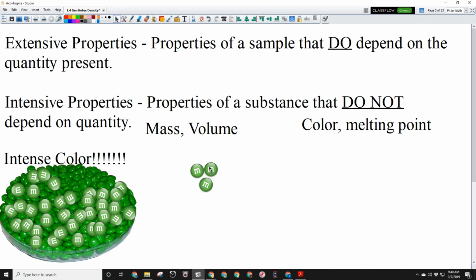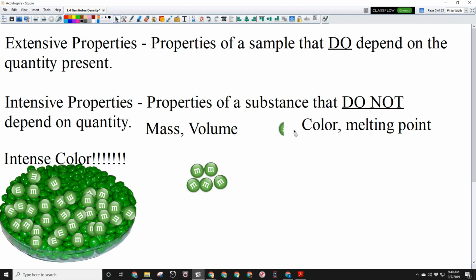So it is an extensive property. Properties of a sample that do depend on the quantity that you have present. So mass is an extensive property. The more M&Ms I take out, the more mass it is. Same thing with volume. The more M&Ms I take out, the more volume it takes up, the more space it takes up.